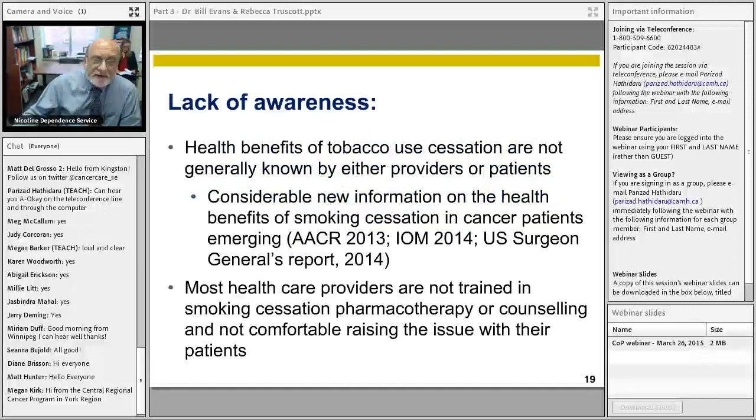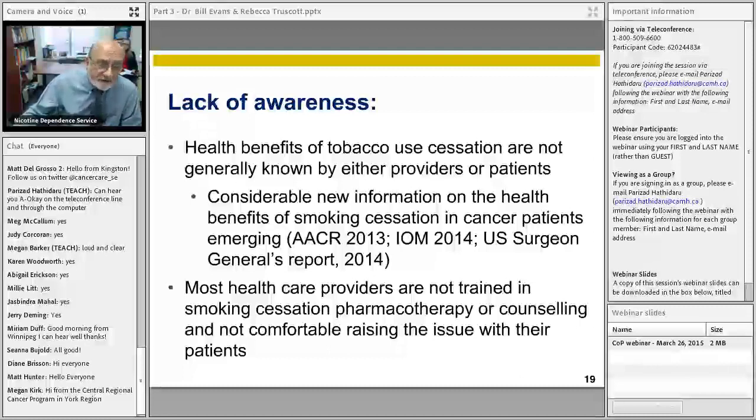What we need is a heightened awareness about the actual health benefits of smoking cessation. A lot of this information has really been assimilated quite recently through reports of the American Association for Cancer Research in 2013, a publication in Cancer Research. The Institute of Medicine came out with a report in 2014, and importantly, there's a really excellent summary of the health benefits to cancer patients in the January U.S. Surgeon General's report in 2014. So it's a lack of awareness of this information that has resulted in oncologists not being very active in trying to get their patients to stop smoking, and perhaps also primary care physicians are not reinforcing that kind of message.